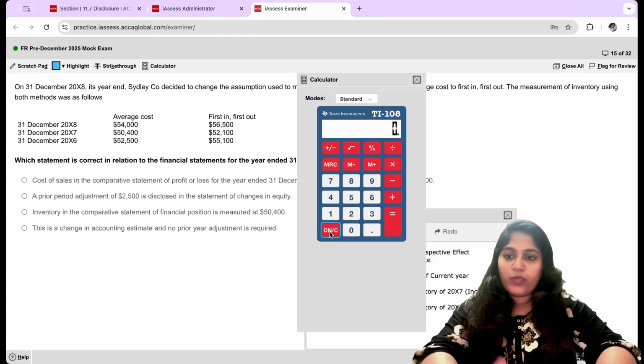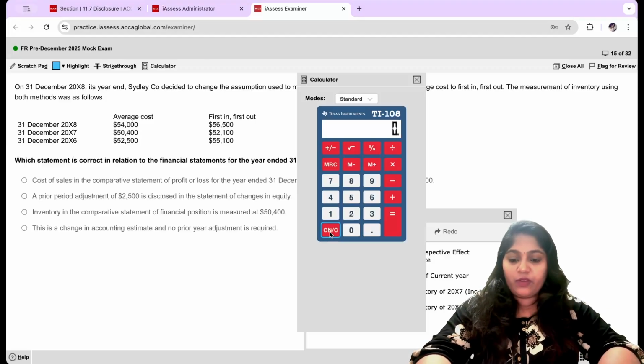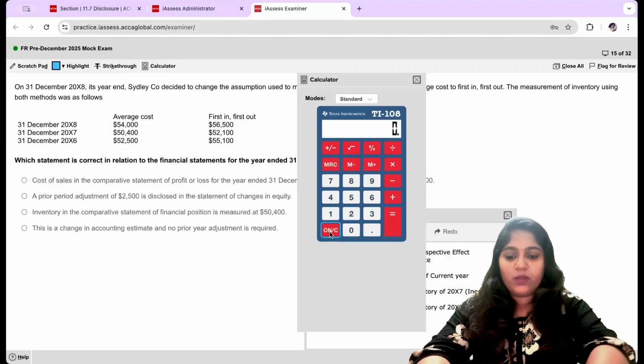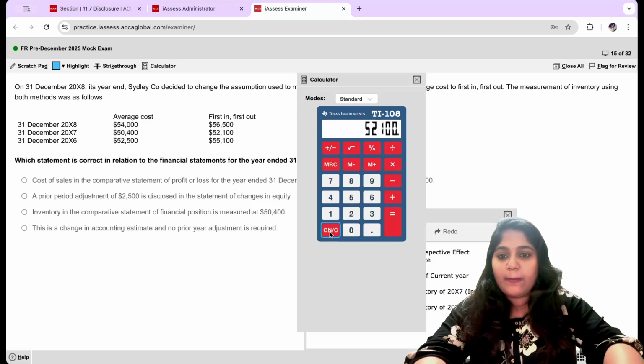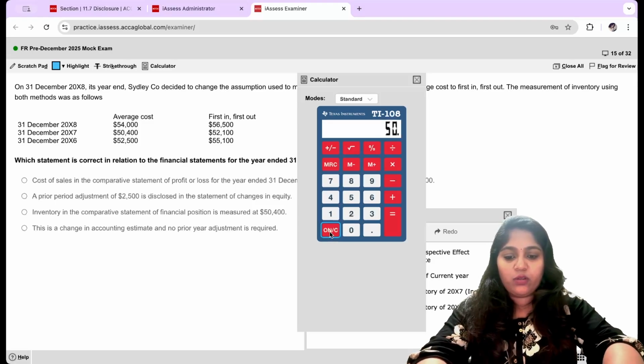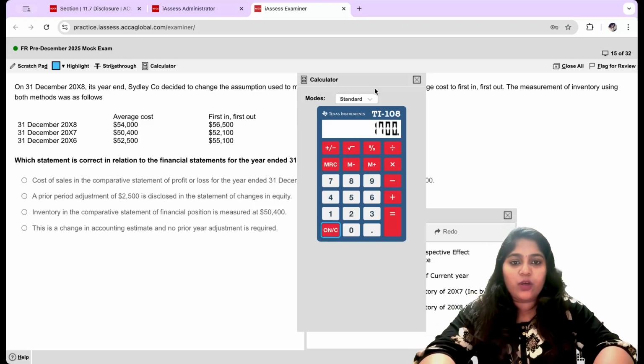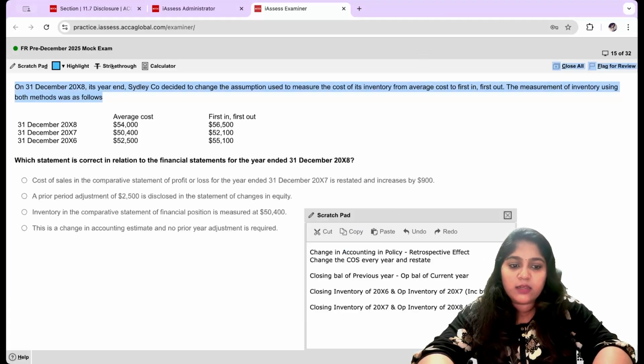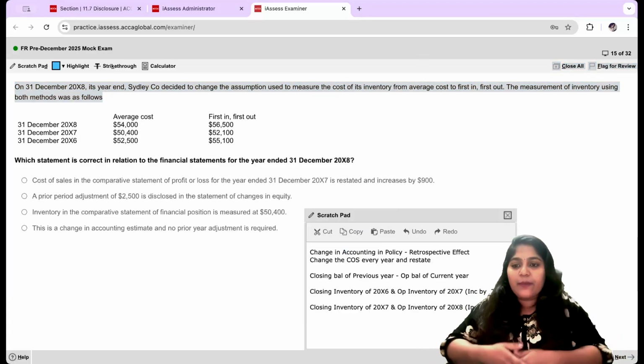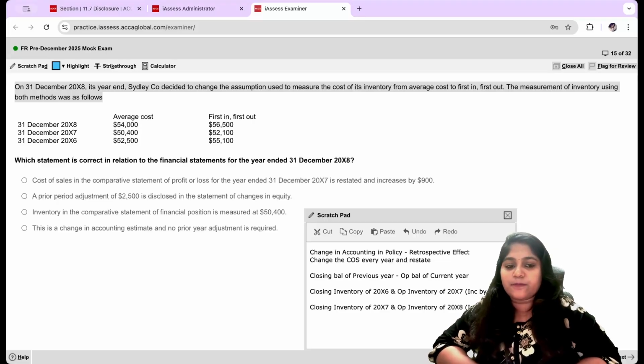If you go to X7, the value should have been 5,400, but it is actually 52,100. 52,100 minus 5,400. There is an increase of how much? There is an increase of 1,700. That's all you should understand till now. See what's happening. Now read the options.